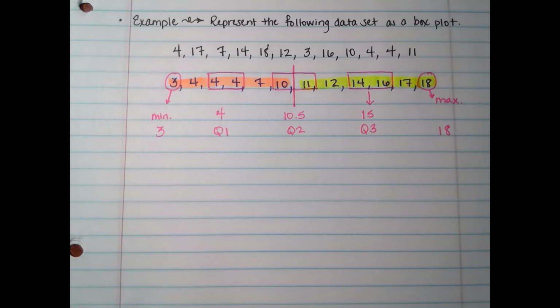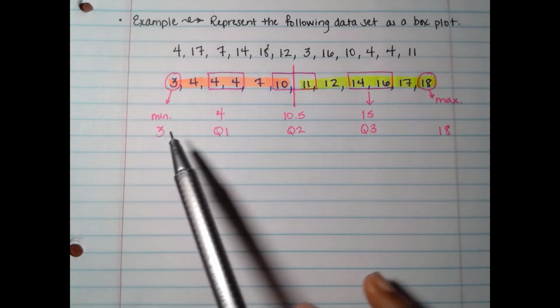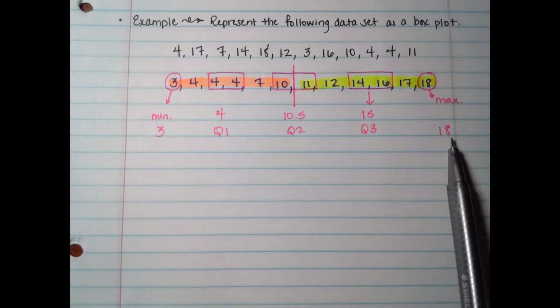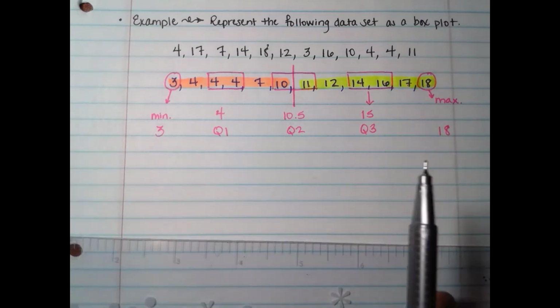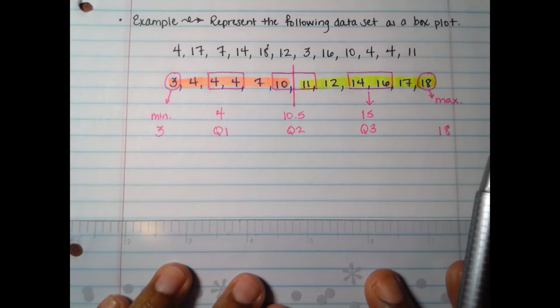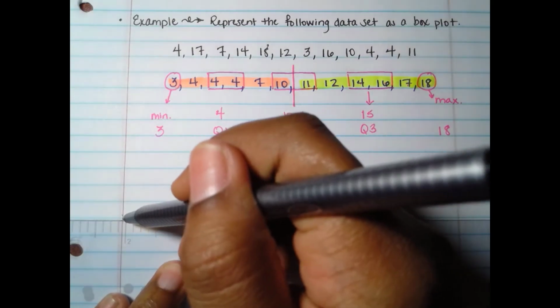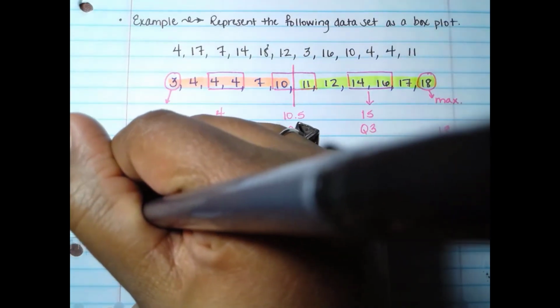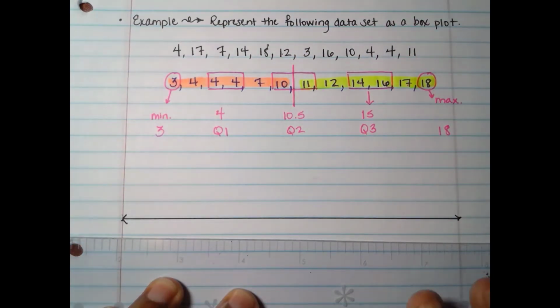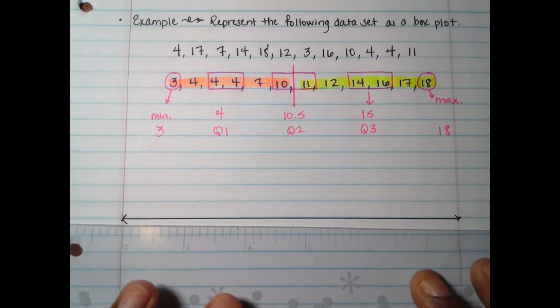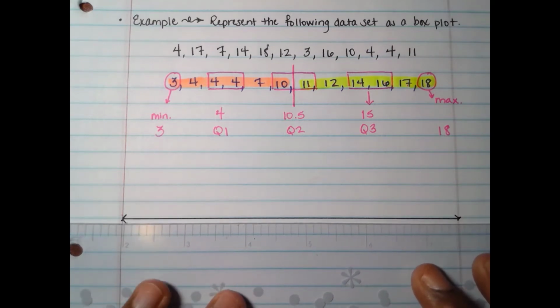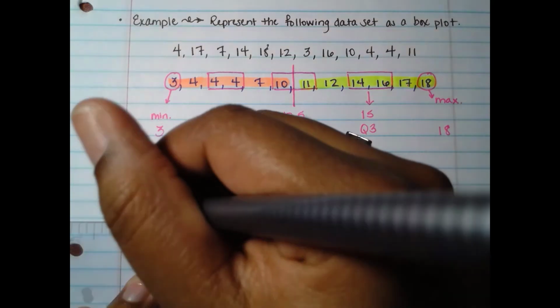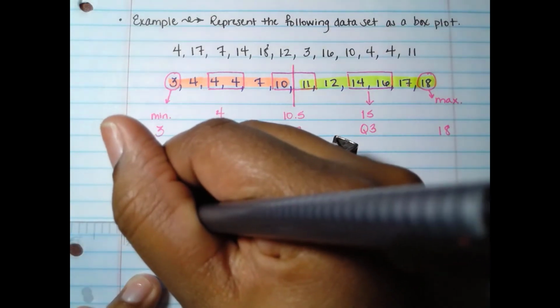Alright, the second step says to draw my number line. And I need to make sure that my number line is large enough to include the numbers all the way from 3 to 18. So I'm going to use my ruler and draw my number line. So just to keep it small, I'm going to go by 2s.